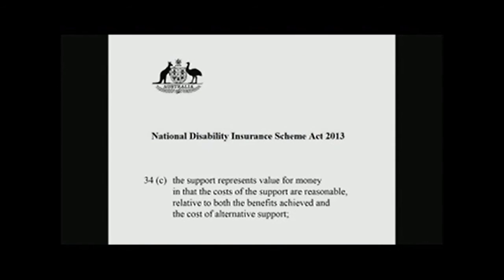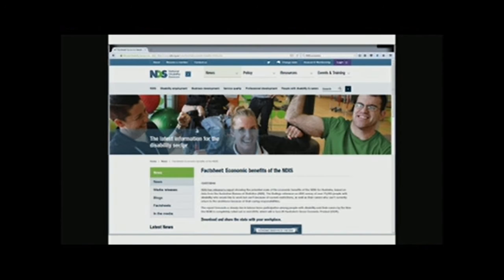Now, I notice that the National Disability Insurance Scheme, which is very much flavour of the month here in Australia, within the Act that establishes that, there is an intention to start looking at economic aspects. Here's clause 34C, that the support provided to the client represents value for money in that the costs of the support are reasonable relative to both the benefits achieved and the cost of alternative support. And if you go on to the NDIS website, you'll see that there's actually a fact sheet developed now about economic benefits of the NDIS. It's relatively early days in terms of the content there, but I would imagine that that will develop quite a lot.